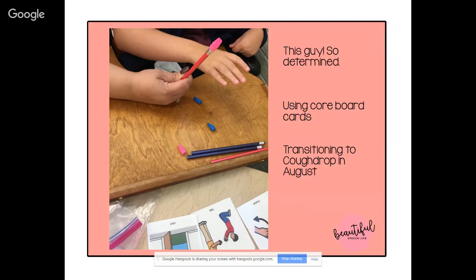This little guy, you can see we've got the core words in front of him, and he has no speech at all, and he only has the use of his right hand. One of our aides is helping him: he hands her the pencil, and she holds it for him, and he grabs the eraser and puts it on, and he does the whole thing. It almost makes me cry, because he works so hard at it, and he's so proud of himself when he gets it done. I'm excited because he's been really successfully using the core, and we're going to transition him to cough drop when he gets back to school in August.